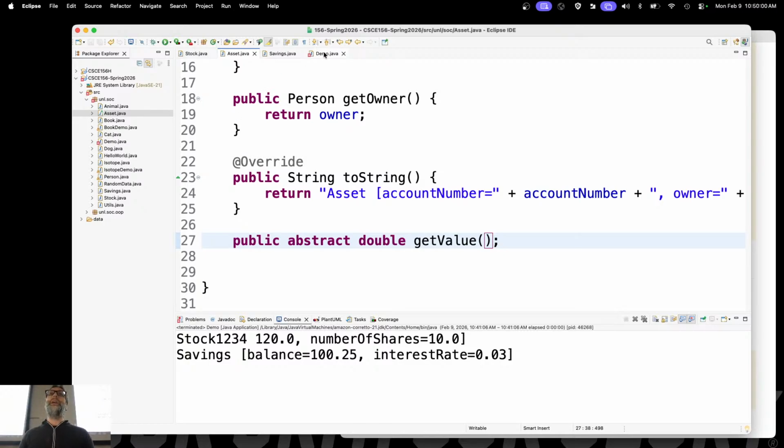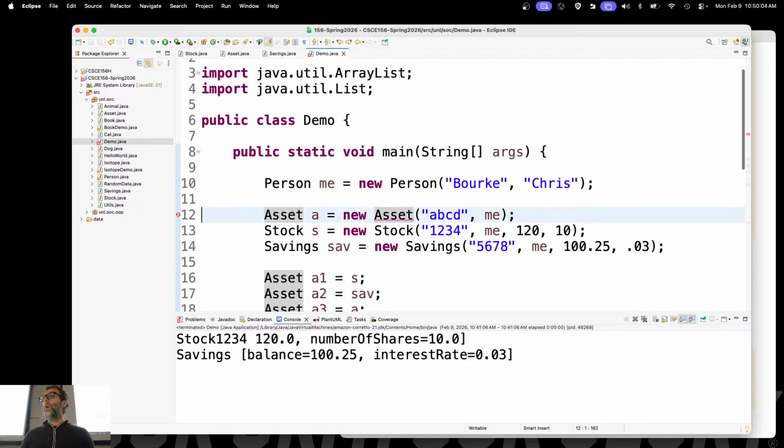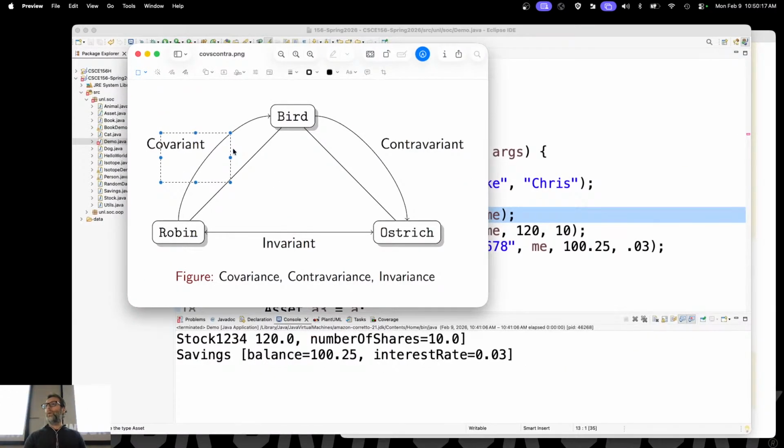Now that has some implications over in our demo class. Let's jump way up to the top here. When you have an abstract class, you are no longer allowed to create instances of that class. That is actually a very good thing. For example, come back over here to the bird, ostrich, etc. Should I be able to create a generic bird?